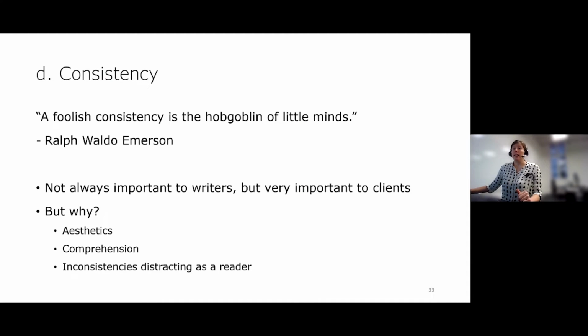Another thing I need to highlight is consistency. Emerson once said, "A foolish consistency is the hobgoblin of little minds." He apparently wasn't a big fan of consistency, and neither are many writers. But consistency is very important to readers and clients. In a printed text, it can impact the aesthetics of a text, so how it looks. And for readers, inconsistencies can be very distracting and can negatively impact comprehension. For example, if you use multiple words to represent the same technical tool, will readers know you're talking about the same thing? You should try to make the reader's job as simple and enjoyable as possible.